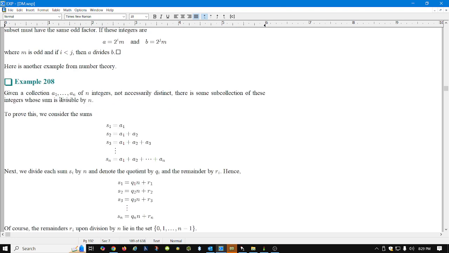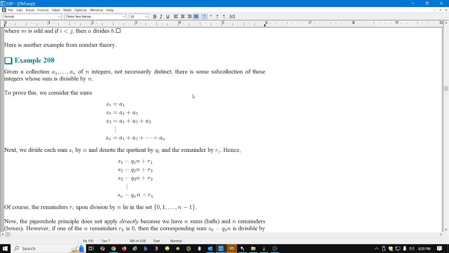Okay. Let's look at this one. Given a collection a1 through an of n integers, not necessarily distinct, there is some subcollection of these integers whose sum is divisible by n. So this also requires an idea, some thought, and that is to consider the running sums. S1 is a1, S2 is a1 plus a2, S3 is a1 plus a2 plus a3, and so on.